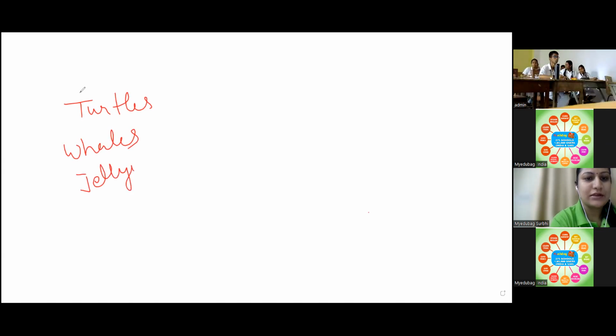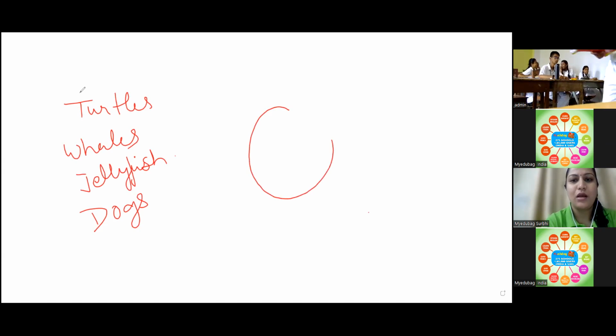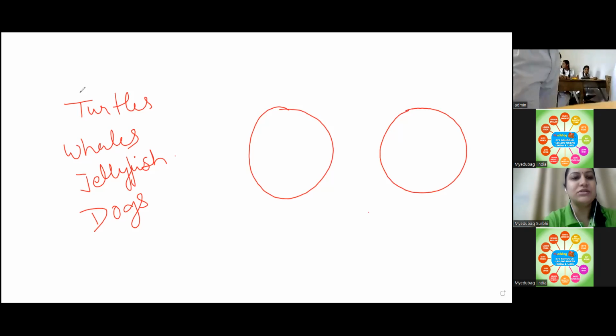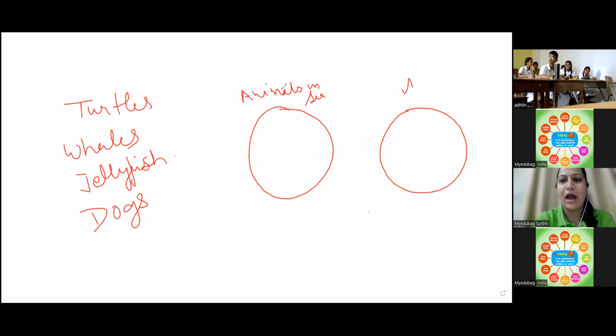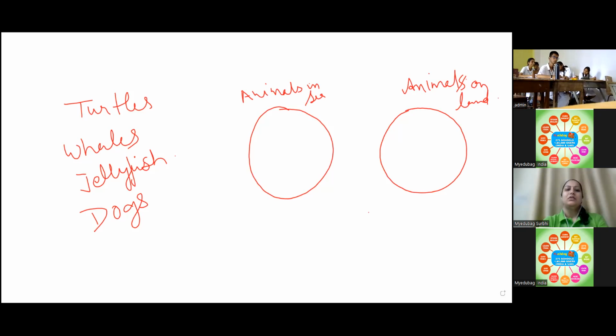If some data is given to me, like turtles, whales, jellyfish, dogs, what I'll do is draw two circles. One will represent animals in the sea and one will represent animals on land. Okay. So let's see.